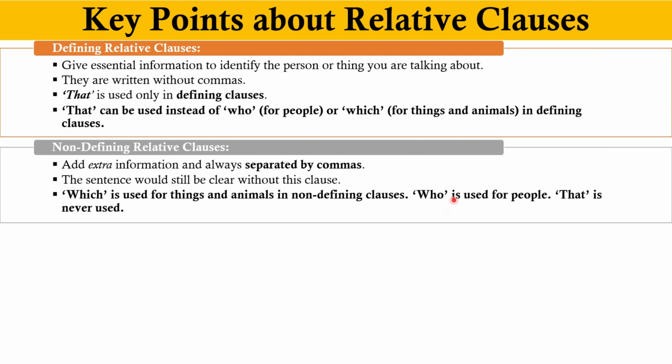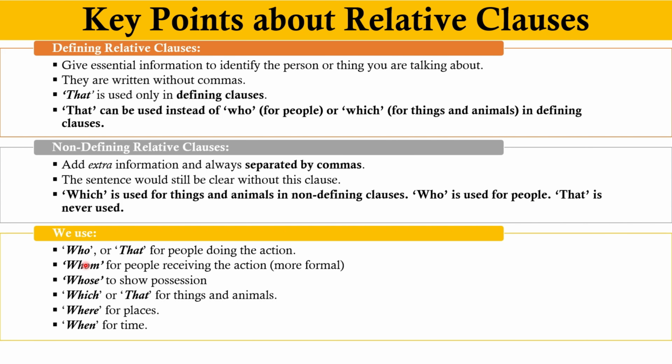Here, we use who for people and which for things or animals, but that is never used. We use who or that for people who do the action, whom when the action is done to the person, whose to show possession, which or that for things and animals, where for places, and when for time. Relative clauses help you connect ideas smoothly and make your writing more precise.